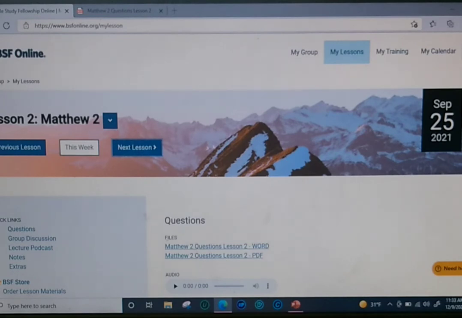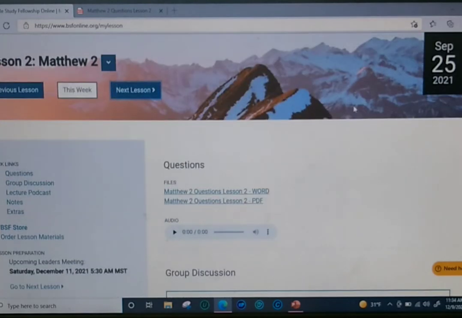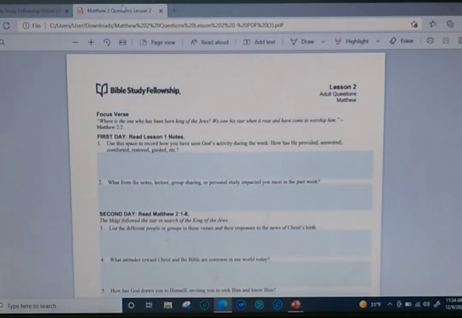Now you are ready to start the questions for lesson 2. You will see at the top of the lesson 2 questions a reminder on the first day. It says read lesson 1 notes. Even though you are on lesson 2 questions, the first day reminds you before starting lesson 2 questions to listen to the lecture for lesson 1 and read the lesson 1 notes. The first day questions also give you an opportunity to respond to the lecture and notes of the previous lesson.